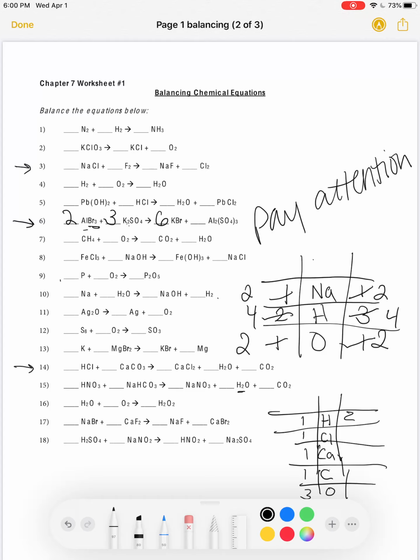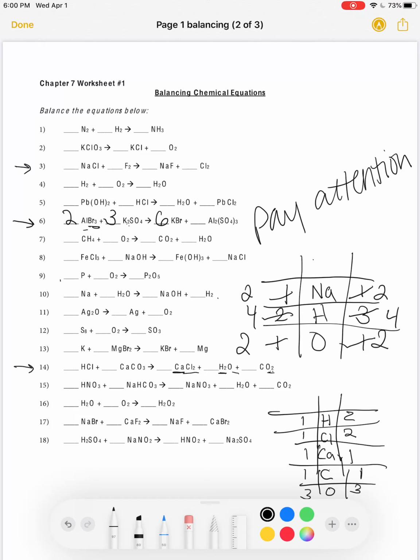I'm looking at the wrong one. Hold on, the 2 H's are here. Okay, we've got 2 chlorines here, calcium chloride. Let's see, we've got 1 calcium, 1 carbon, and we've got, let's see, 1, 2, 3 oxygens.